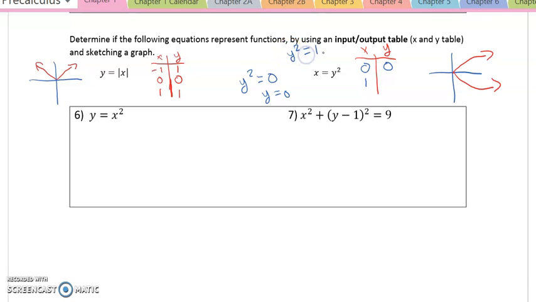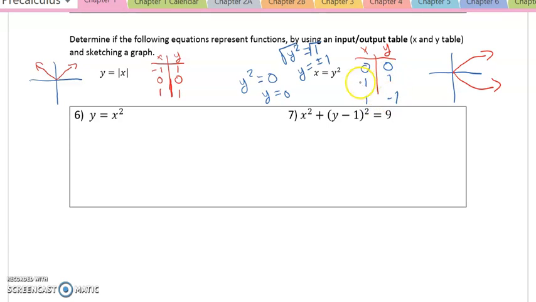Y squared equals 1, square root both sides. Remember, when we square root, we need to take plus or minus. So that didn't really apply when it was equal to 0, but now y is equal to plus or minus 1. So when I input 1, I get 1. But when I input 1, I also got -1.